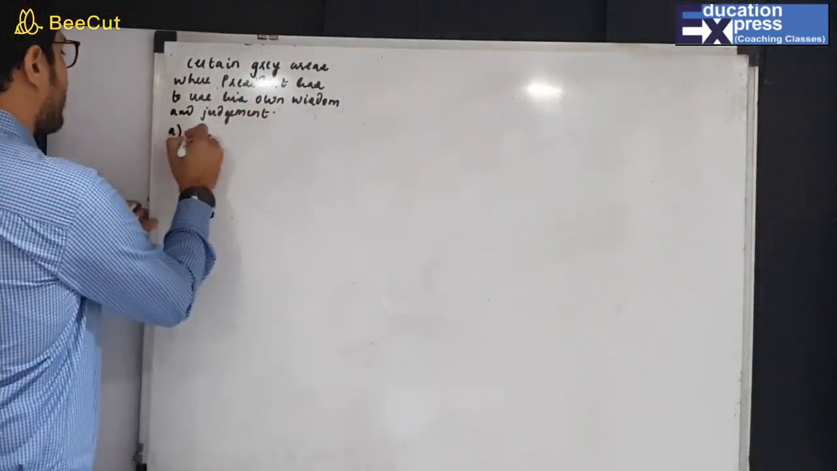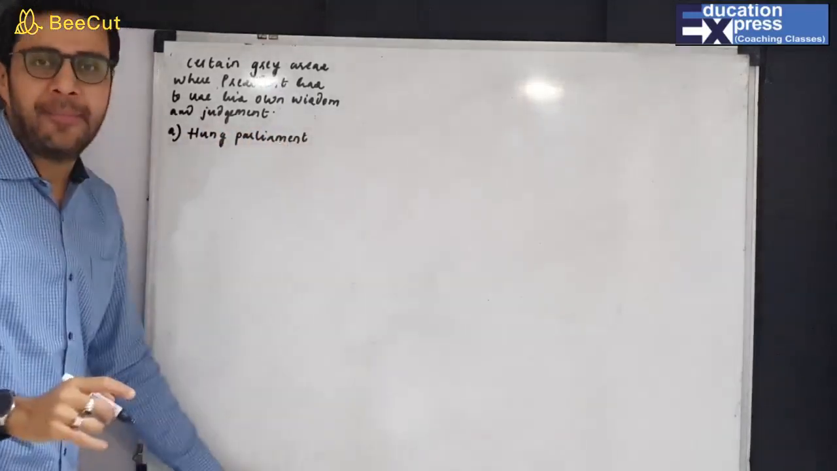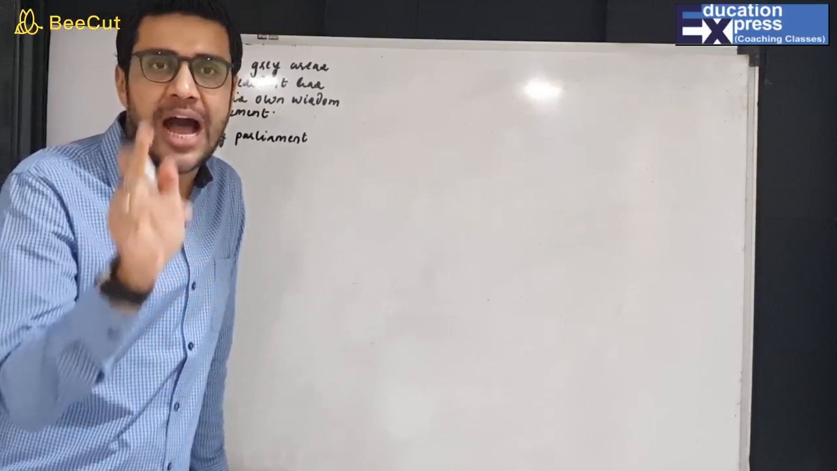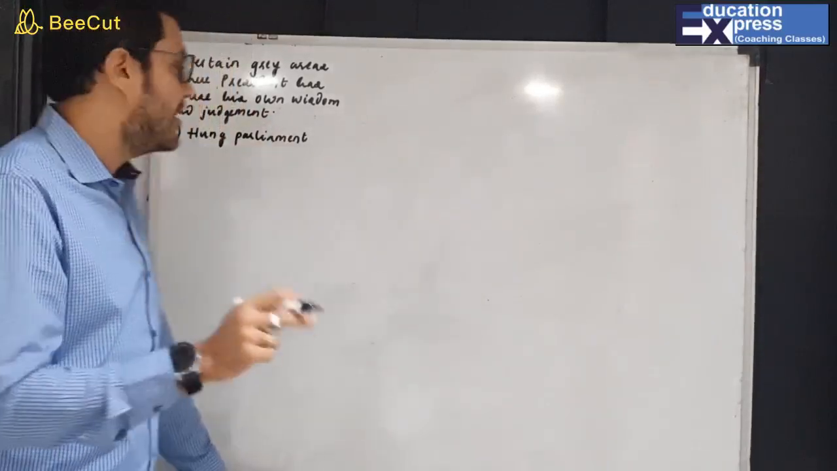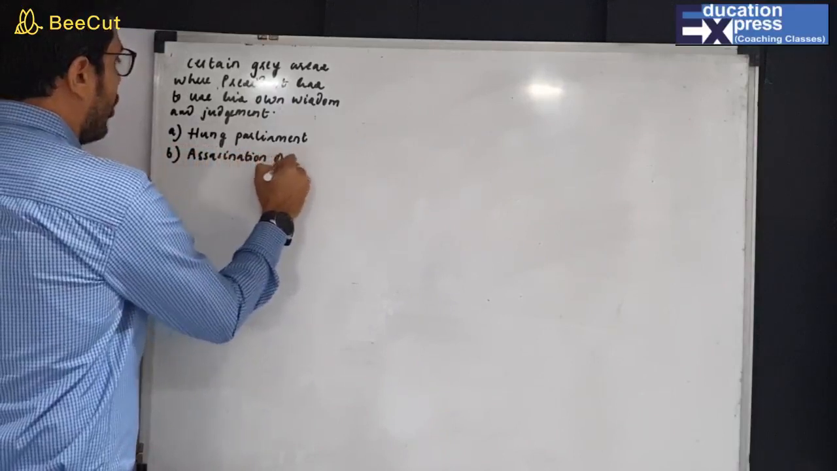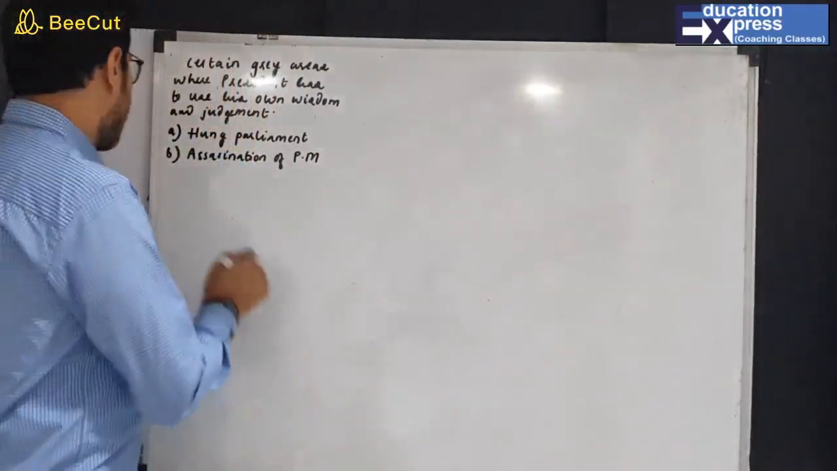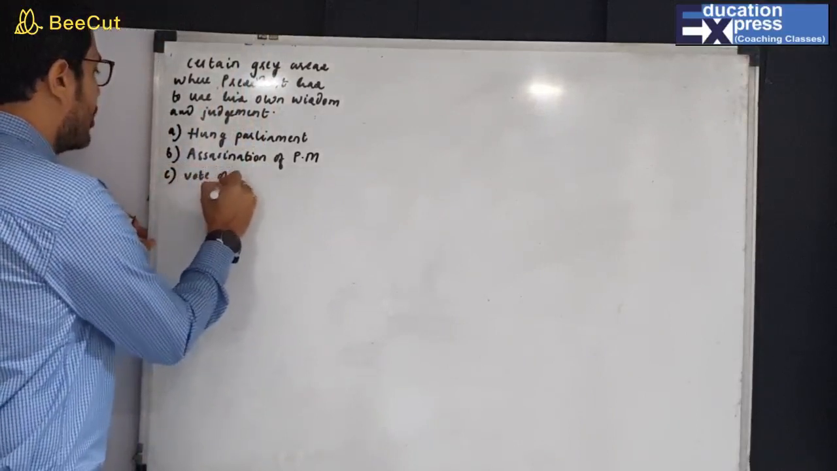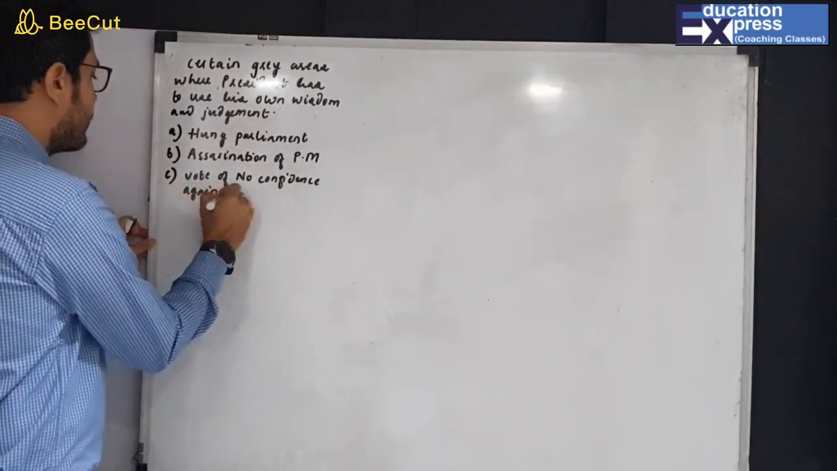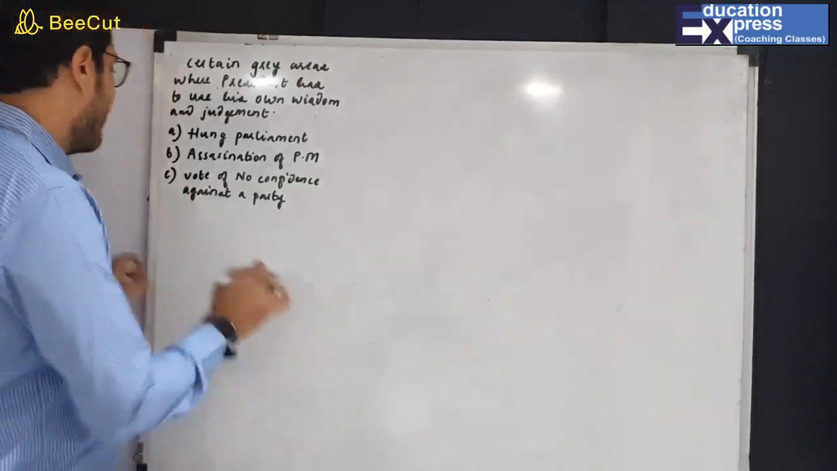The first case is in case of hung parliament. What is hung parliament? When no party gets a clear majority. In that case, the president cannot take the advice of the outgoing prime minister who's already lost the support of the people. Second point was assassination of the prime minister and the incumbent party is unable to appoint a new prime minister. Third point was vote of no confidence against a party and the party is unable to prove its majority in the house, then the president can dissolve the Lok Sabha.